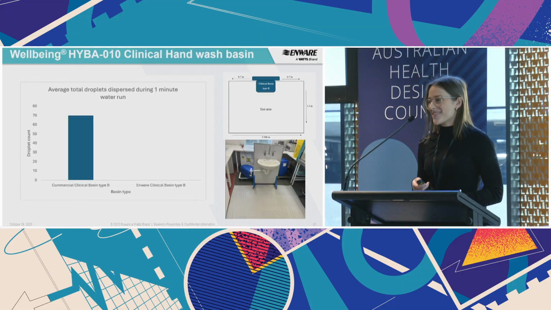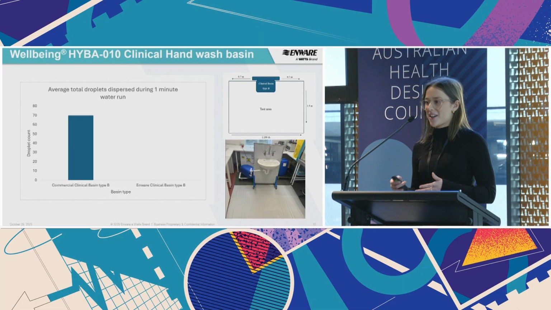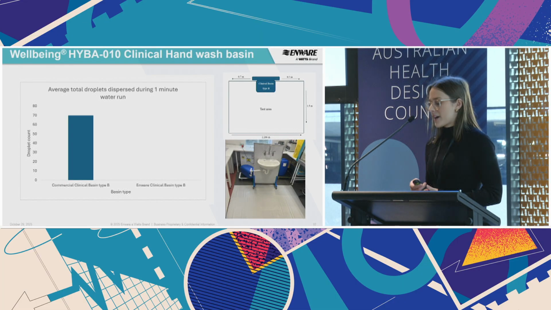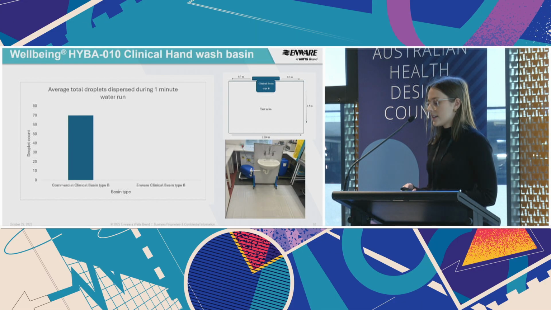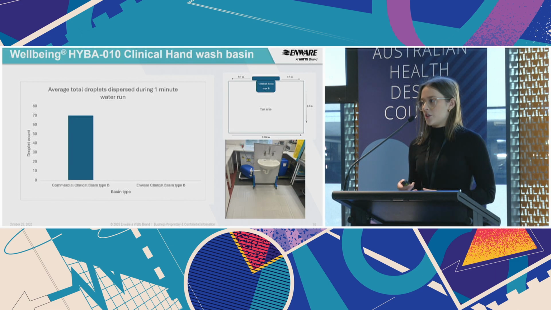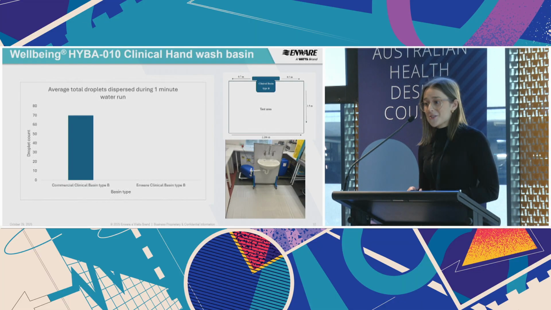You're right. Across the past month, I've done a pilot study, a lot of replicates, and I found that a commercial basin that lacked this ceramic fin and offset drain had significantly higher splashing outside of that basin bowl than the new Enware Clinical Type B design. So that's just really interesting.